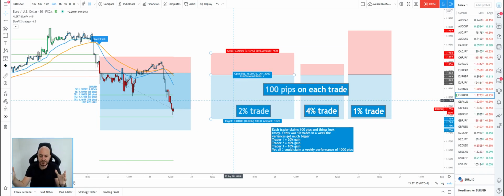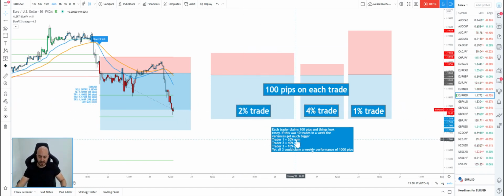Now, if you extrapolate that even further, let's say there are 10 trades that happen in a week. Now, I know I'm using 100 pips as an extreme example, but it's valid and something that you need to consider and go back and look at. So if that was the case, trader 1 claiming 1,000 pips performance for a week is going to have made 20%. Trader 2, also claiming 1,000 pips for the week, can be at a 40% account gain. And trader 3, who's also saying that he's made 1,000 pips for the week, might only be at a 10% gain.